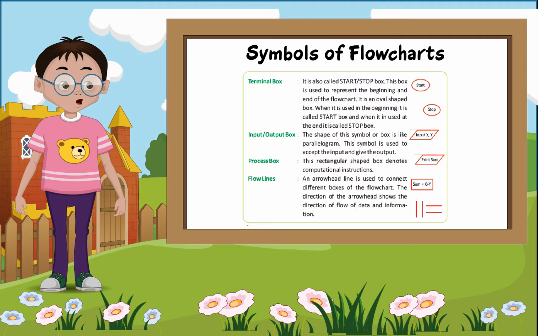Input or output box. The shape of this symbol or box is like a parallelogram. This symbol is used to accept the input and give the output. Process box. This rectangular shaped box denotes computational instructions. Flow lines. An arrow-headed line is used to connect different boxes of the flowchart. The direction of the arrowhead shows the direction of flow of data and information.